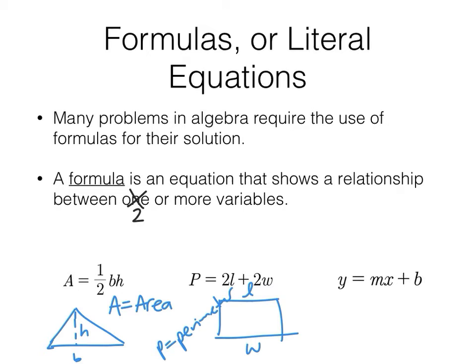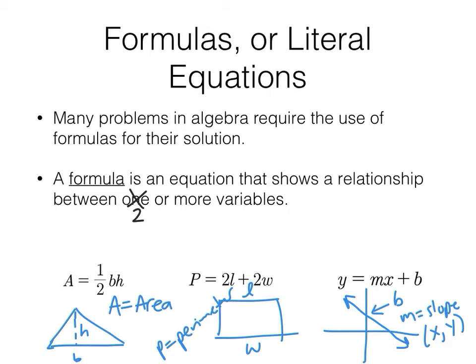And then this last one is the basic equation for a line, where b is this value here, called the y-intercept, where m is something we call the slope, and where finally the x's and the y's are ordered pairs that fit on the line. So here are some examples of formulas that we will use.